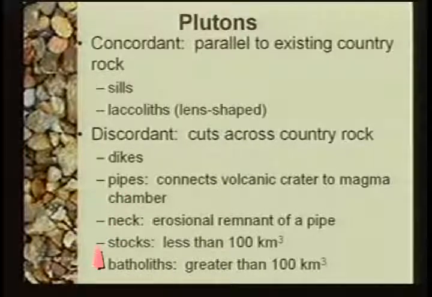We can also have large discordant igneous bodies. We can have stocks. These are large, but we still have a larger variety. Stocks are less than 100 cubic kilometers in volume. However, if we have very large intrusive igneous bodies, these are referred to as batholiths. The next slide will give you a little bit of visualization on how these plutons fit into a landscape.